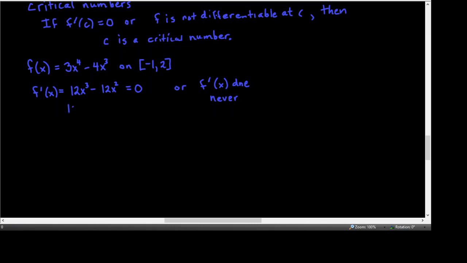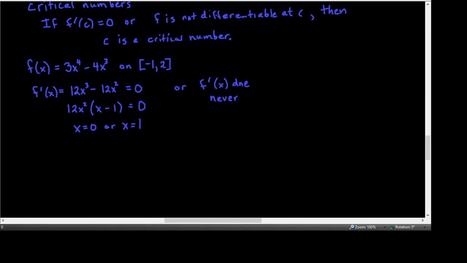Now come back over here and solve the equation equal to 0. There's a common factor of 12x squared. Do you see why I said we need to factor? This is why. Factoring makes solving for equal to 0 and does not exist way, way, way easier. So this product equals 0 either when 12x squared equals 0, which means x is 0, or when x minus 1 equals 0, that is when x is 1. So those are our critical numbers.